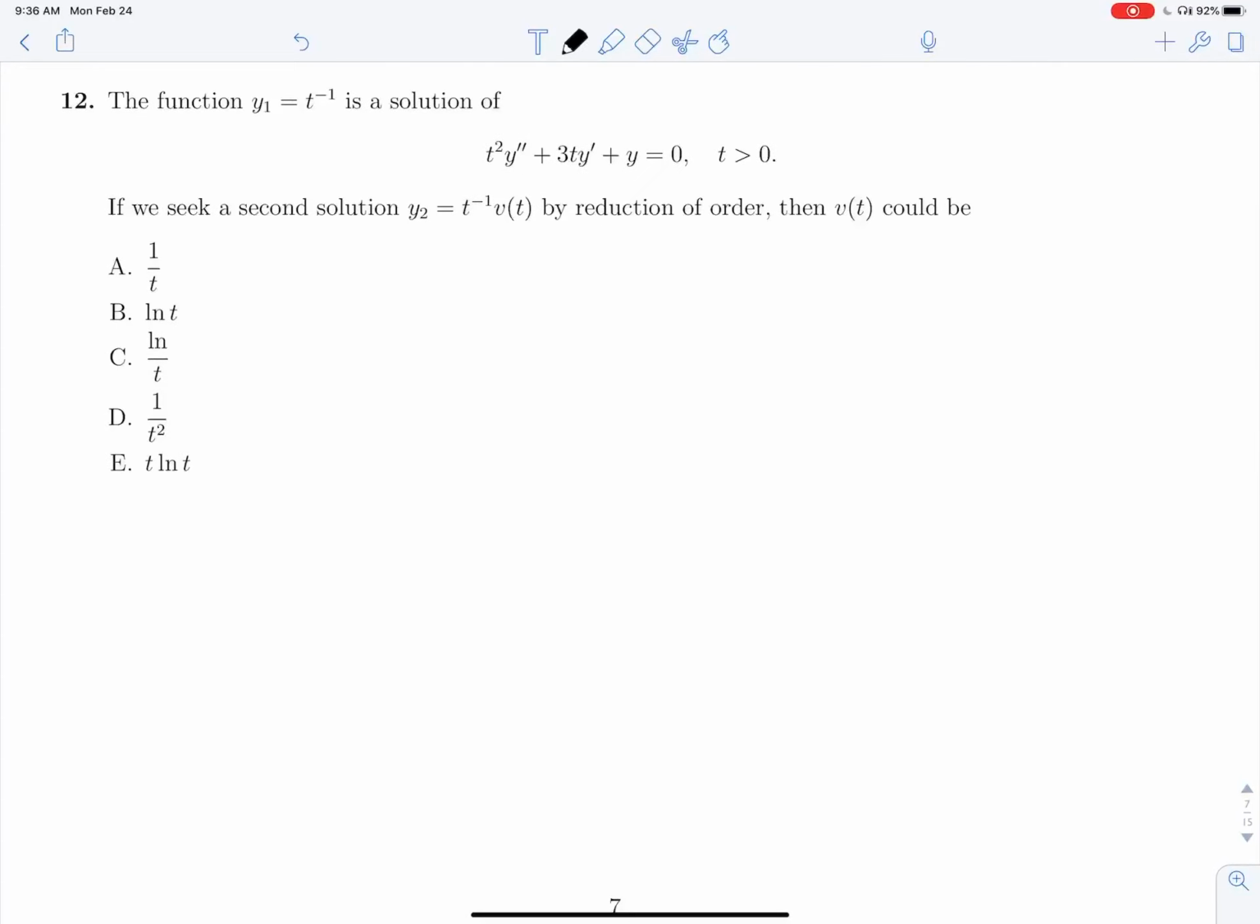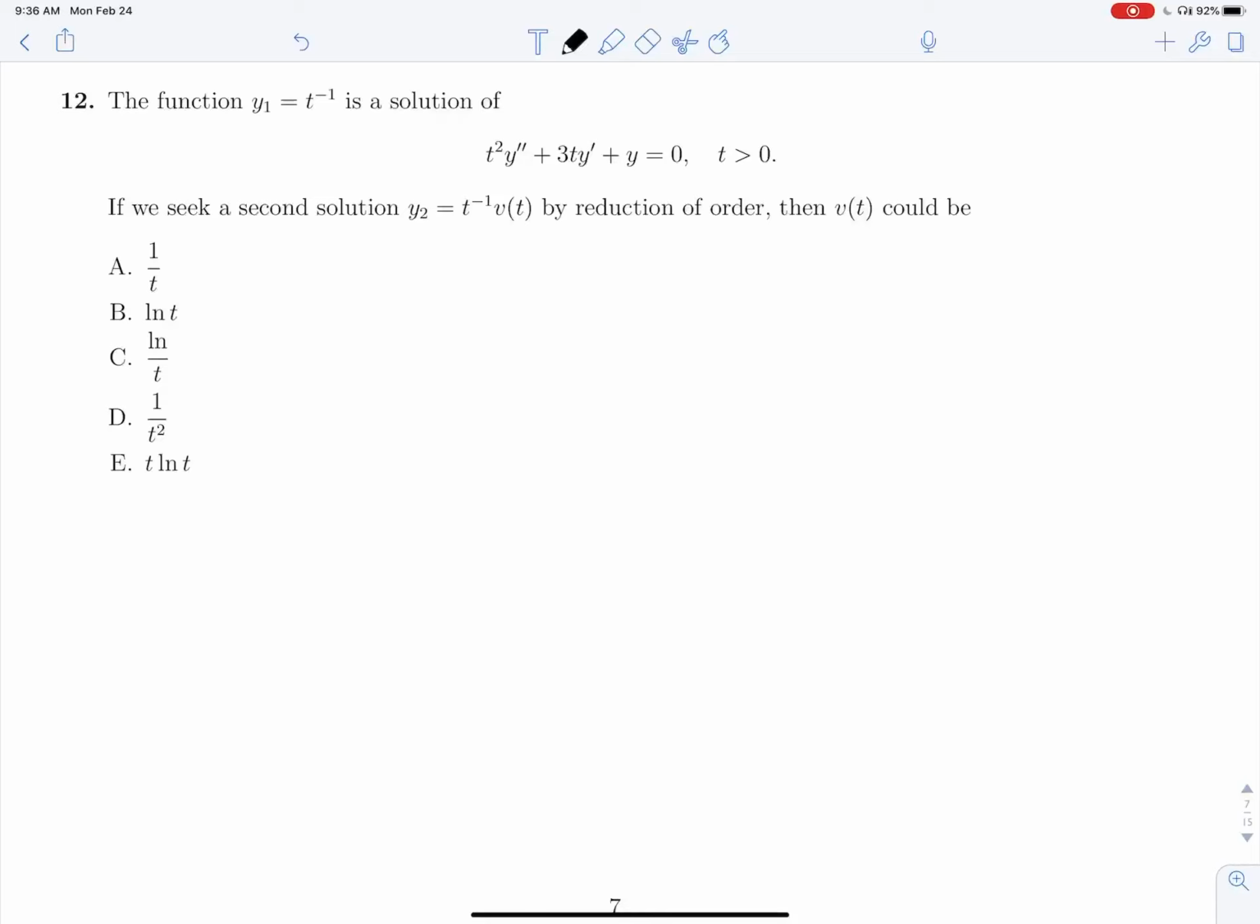12. Okay, back in something that we know how to do. The function y1 equals t to the negative 1 is a solution of that equation right there, and we are looking for the second solution. Well, we're not looking for the entire second solution. We're looking for the portion of the second solution multiplied by the first solution to give us that second solution. That's a lot of solutions. By reduction of order. So we're doing this using reduction of order.